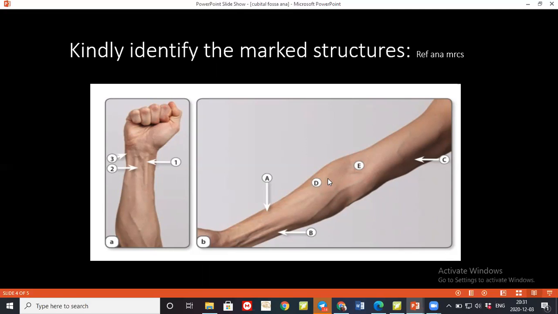Which nerve supplies the dermatome at position D? That's the musculocutaneous nerve. Which cutaneous nerve supplies it? The cutaneous part of the musculocutaneous nerve. The lateral cutaneous nerve of the forearm. Okay, good. All right.